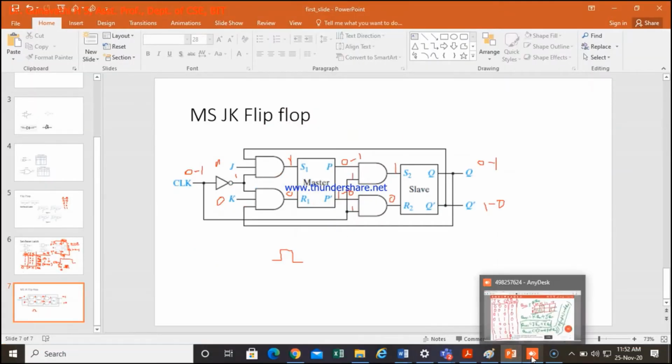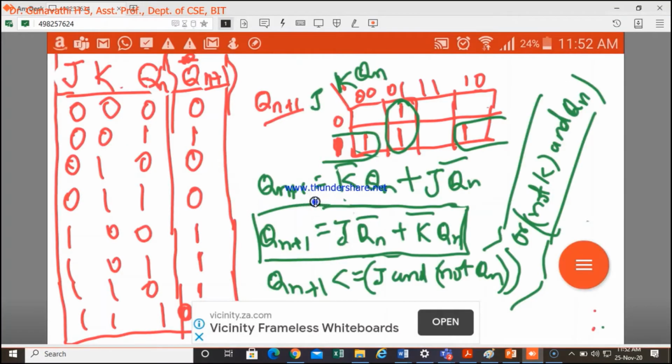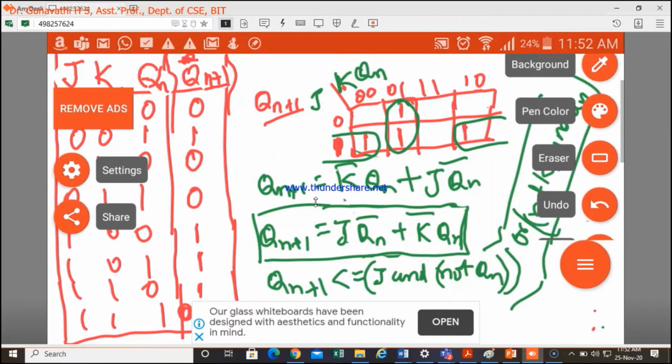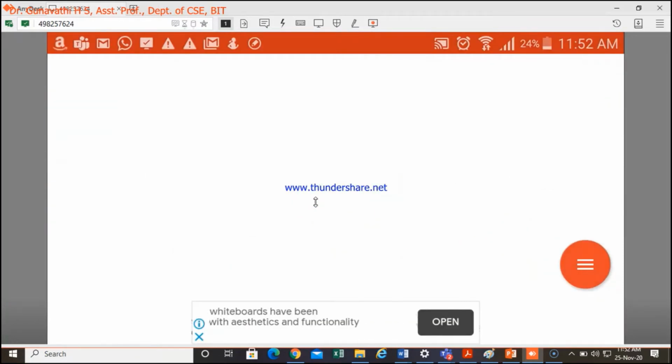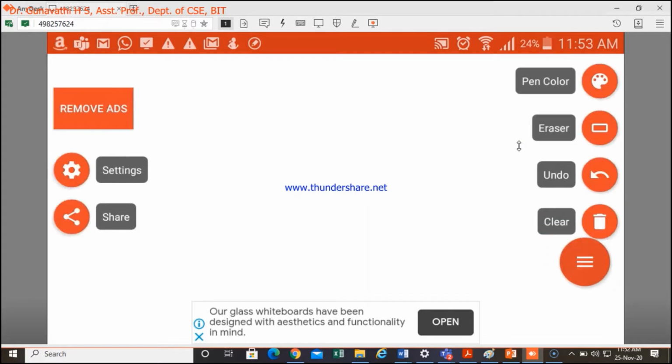Fine. So we'll just continue with these things, because we were discussing the JK flip-flop. That's the reason I just discussed the master slave JK flip-flop, how we are going to represent it and how it is working. Now we'll continue with the D flip-flop. What is the characteristic equation of the D flip-flop? Then the T flip-flop, what is the characteristic equation of the T flip-flop as well? So write down for the D flip-flop.